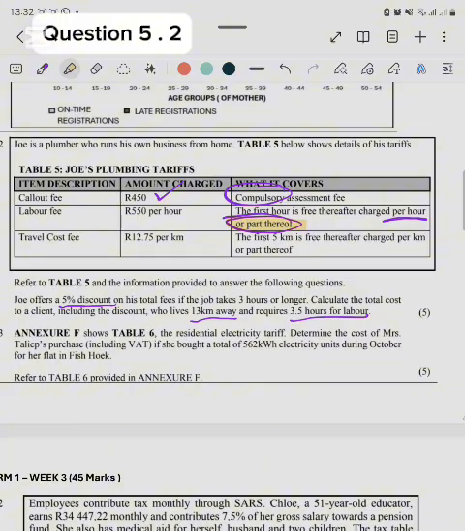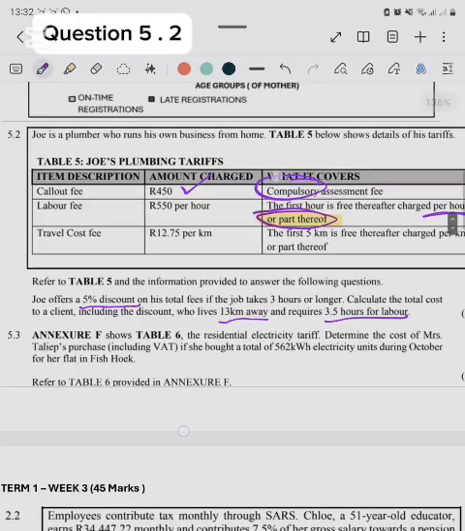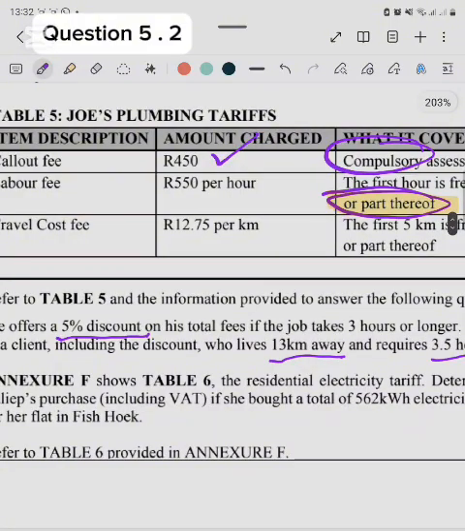So we need to look at the labor. They tell us it's 3.5 hours that we are charging for, but the first hour is free. So really it's 2.5 hours. So we have 2.5 hours, but you're going to pay for 3 because of that or part thereof. So we're going to say 5.50 times by 3, which is going to give us 16.50 rand.